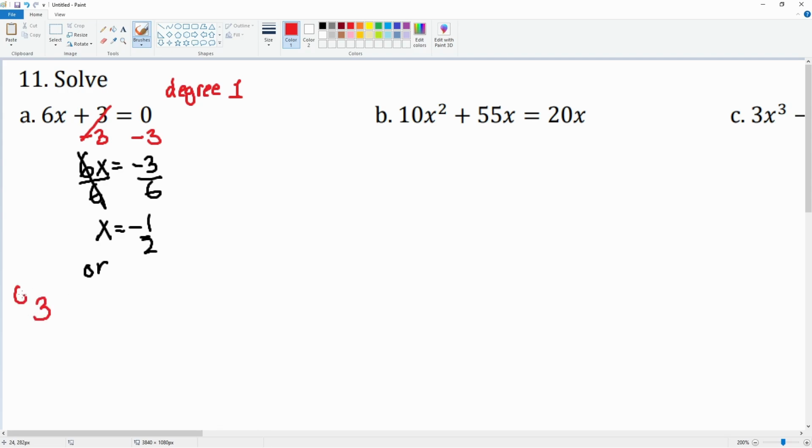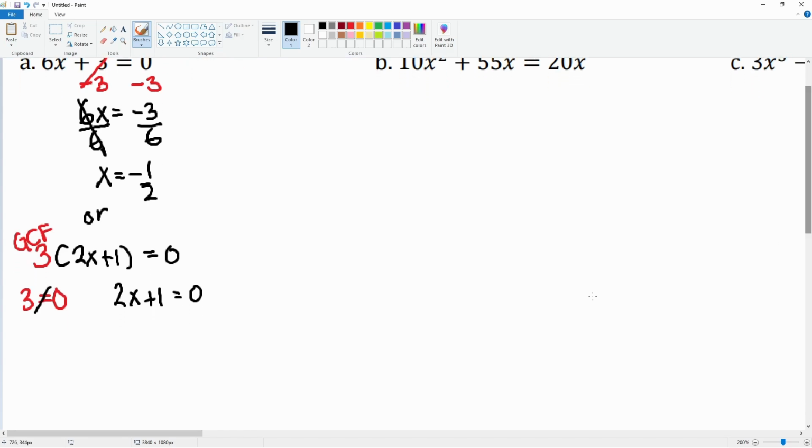of 3. This is the GCF. What is left on the inside is 2x plus 1 equals 0. Then if you follow that same format of setting each factor equal to 0, we set the 3 equal to 0 and the 2x plus 1 equal to 0. Notice 3 can never be equal to 0, so that goes away. But that 2x plus 1 equals 0 can be solved for.